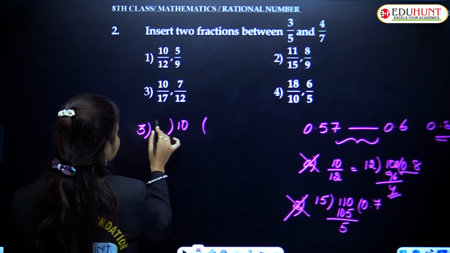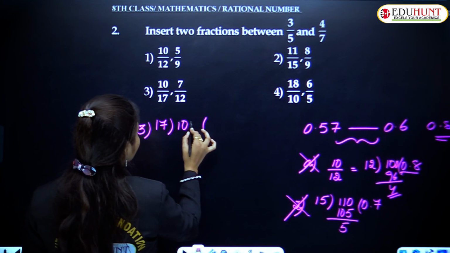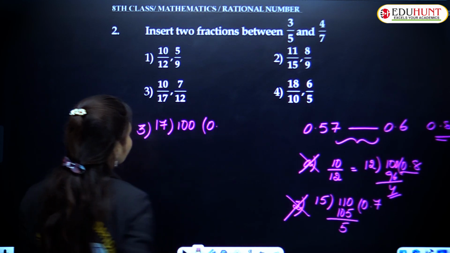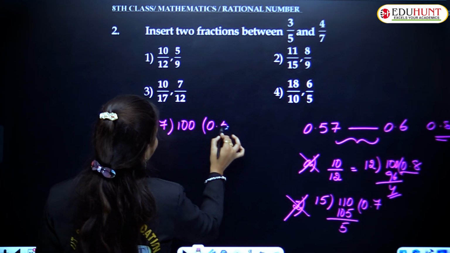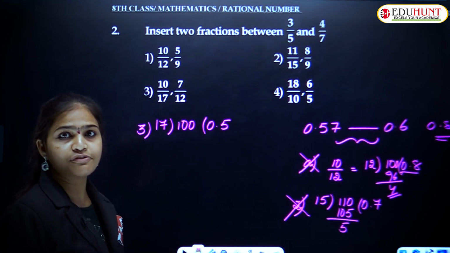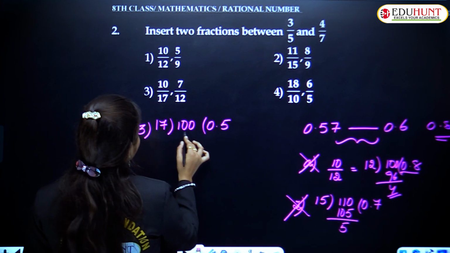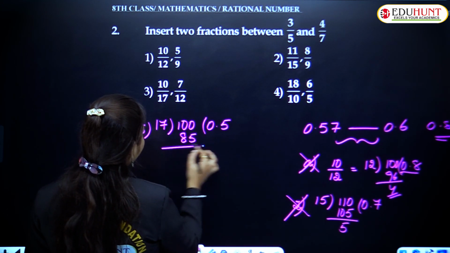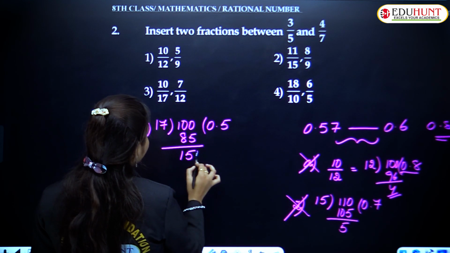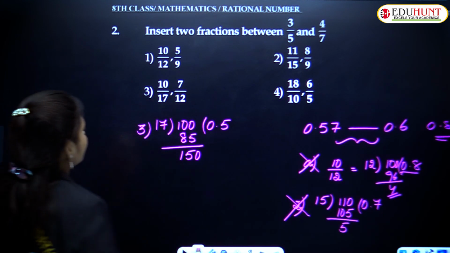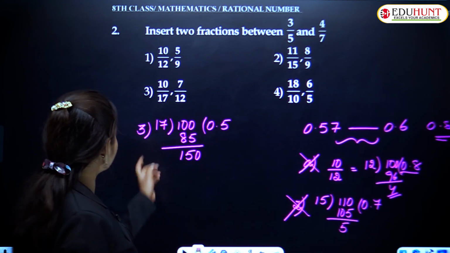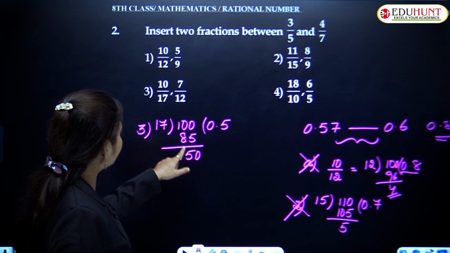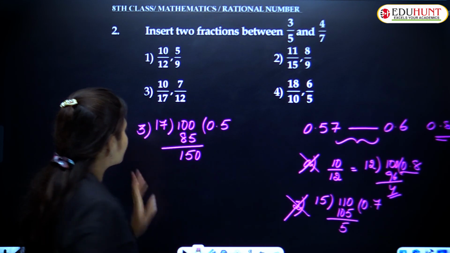10 divided by 17. So 0, and keep that 0 here. So 17 fives are 85. So take that 17 fives are 85. So the leftover is 15 and keep that 0. Yes, see here, so 0.5. 17 into 5 equals 85. So we are getting the leftover 15 and keep that 0 here.